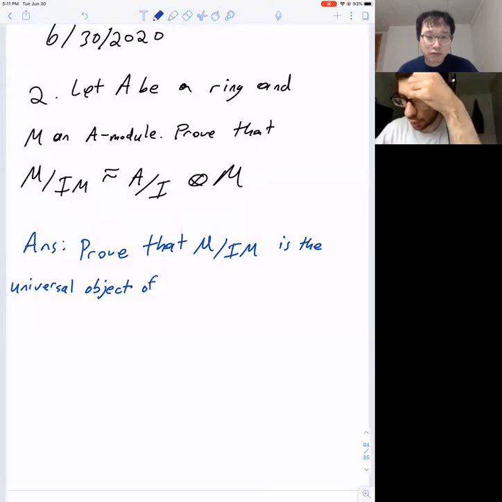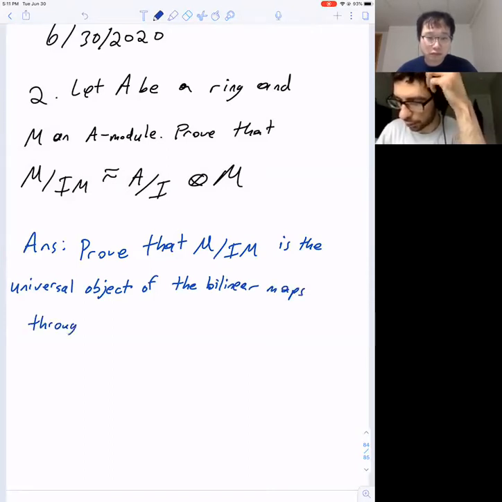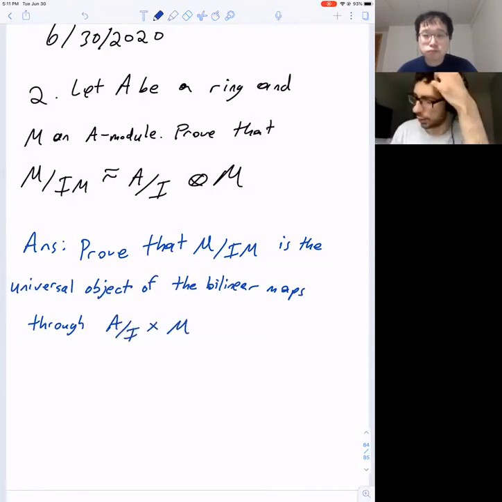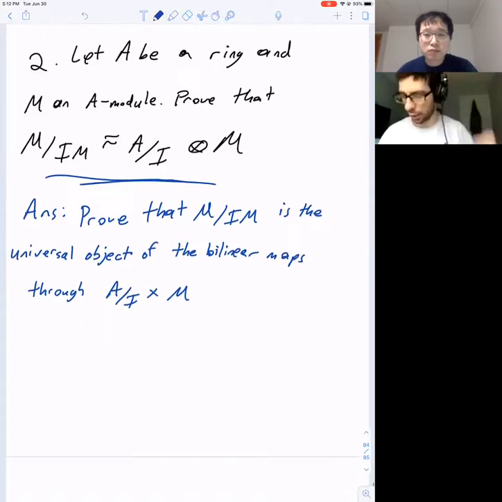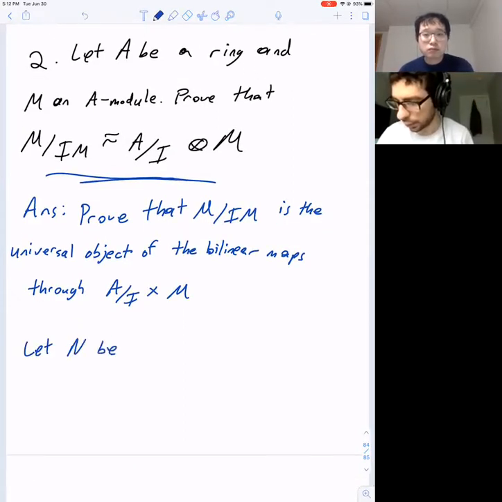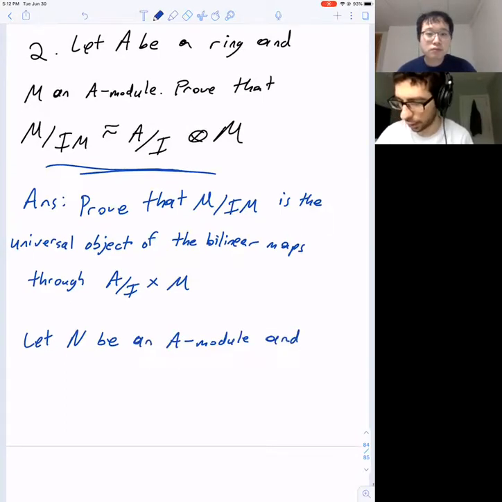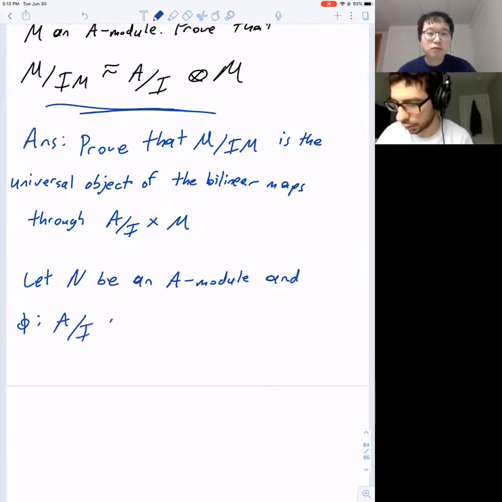of the bilinear maps through A mod I cross M. Okay, so A mod I is an A module, M is an A module. We can form the tensor product. Well, I want to prove the tensor product has this isomorphism. So let N be an A module, and suppose we have this phi map.